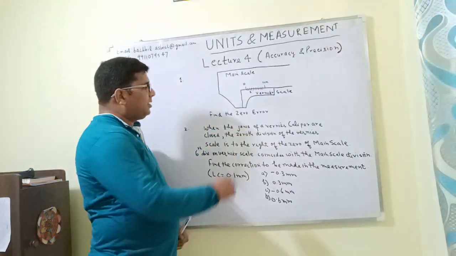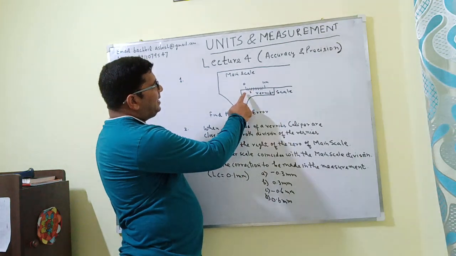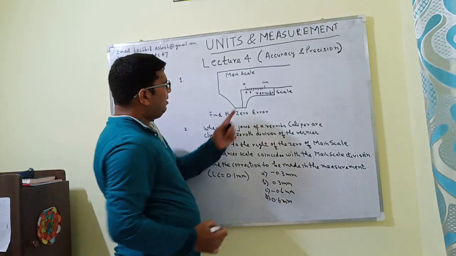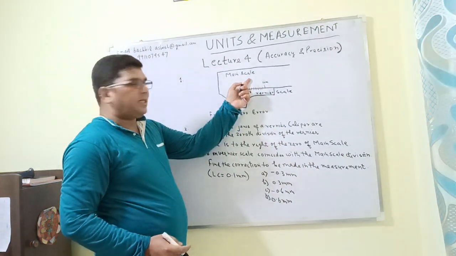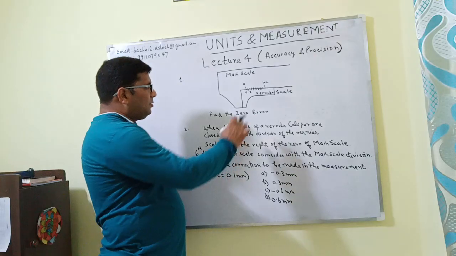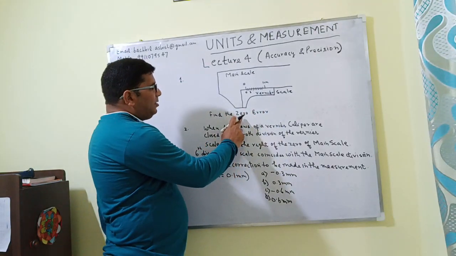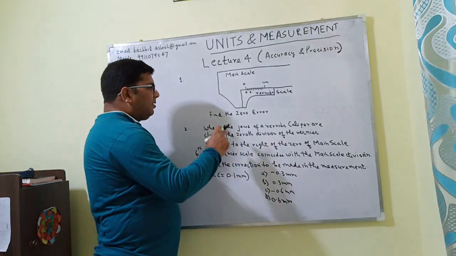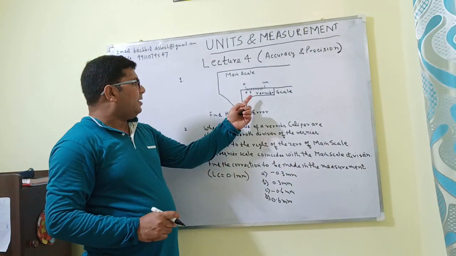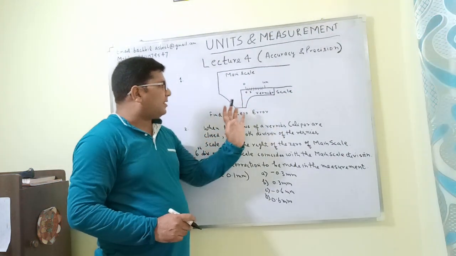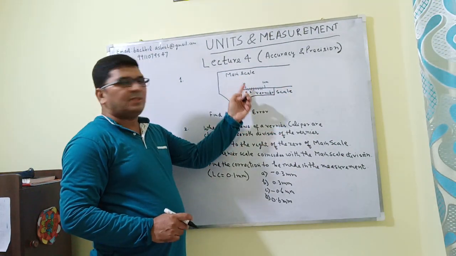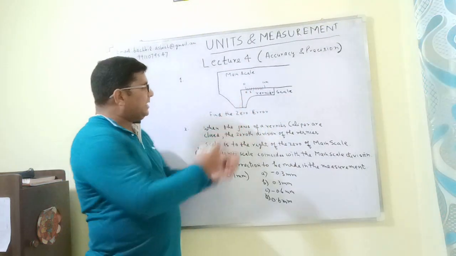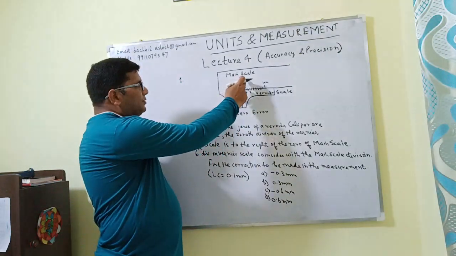Now in this case, you can see here that this is the zero of the Vernier scale. The zero of the Vernier scale is not coinciding with the zero of the main scale. So there is a zero error. Now, zero errors are of two types: one is a positive zero error and one is a negative zero error. In the case of a positive zero error, the zero of the Vernier scale is on the right side of the zero of the main scale. And in the case of negative zero error, the zero of the Vernier scale is on the left side of the zero of the main scale.